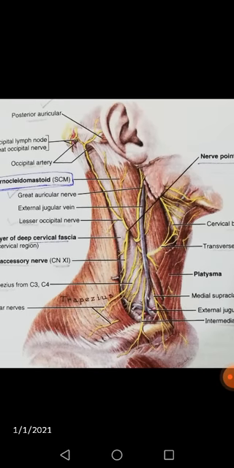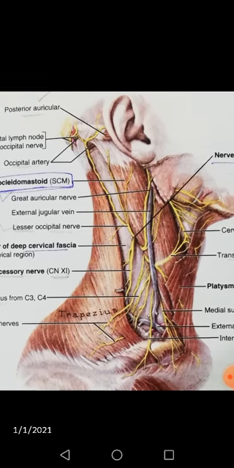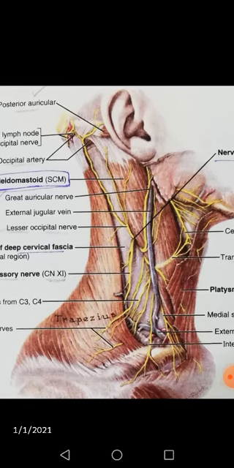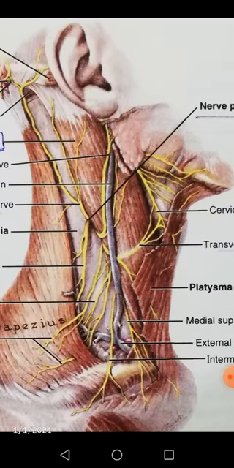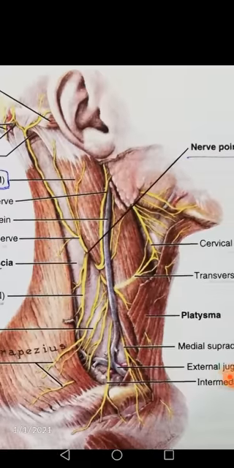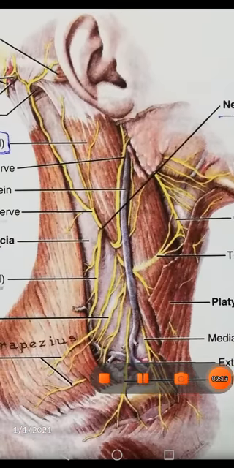Now you can see where it emerges, around the middle of the posterior border of the sternocleidomastoid, and you call it the nerve point of the neck. I'm going to show you the point which is marked with the black line, called the nerve point of your neck.